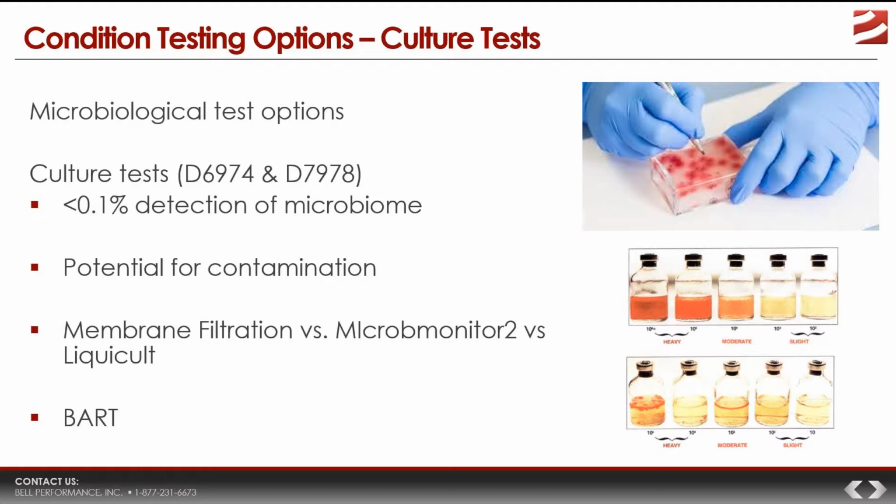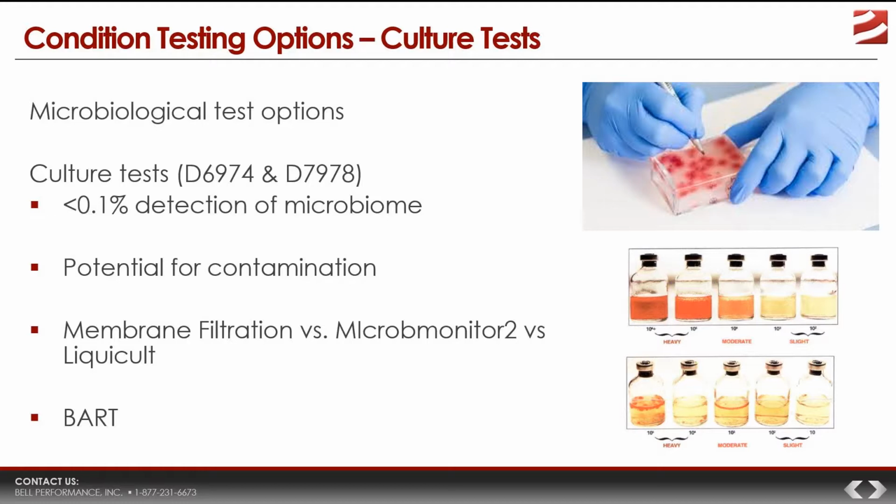So the first ones we look at: culture tests, D6974 and D7978. Culture tests are the oldest microbe tests. They date all the way back to the advent of germ theory in the middle of the 19th century. And culture tests have limitations: by nature, they only detect a very small fraction of what we would call the microbiome. The microbiome is the entire microbiological picture of a given environment, in this case a fuel and water sample, which actually comes out of a bigger microbiome, which is the storage tank.